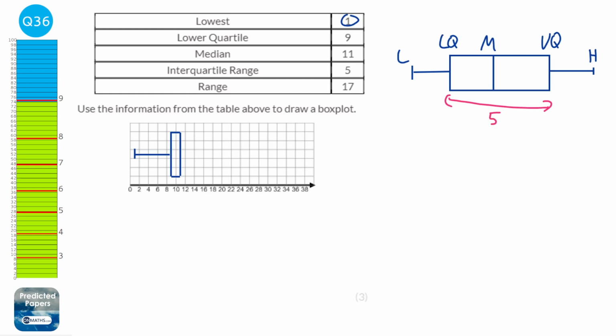So if we get our line at 14, and then complete our box plot. Here we go. Now the range is the total distance, or the total width, of our box plot. So that's 17. So that's going to be 17 higher than the lowest value. Now the lowest value is 1, so 1 plus 17 is going to be 18. And we're going to have that at 18. And again, I'm just going to put a line there.